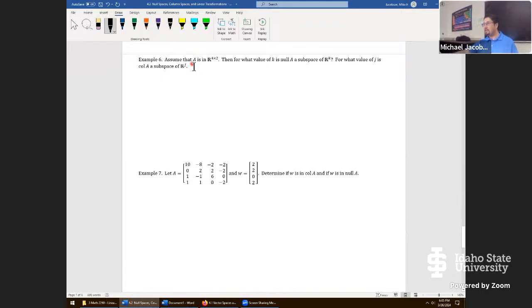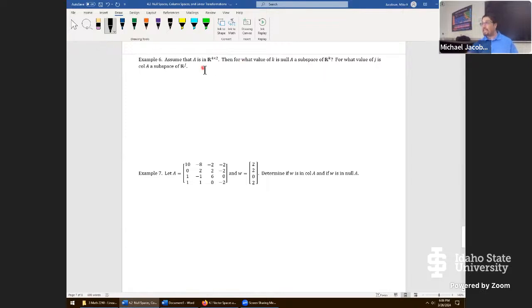And here's our situation to start off. It says, assume that A is of size 4 by 2. It's an element of R 4 by 2. We want to know for what value K is null A a subspace of Rk, and for what value of J is column space of A a subspace of Rj. That's a lot to unpack, but we just started talking about column space. So let's write this out to start.